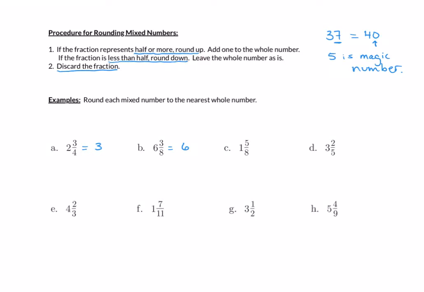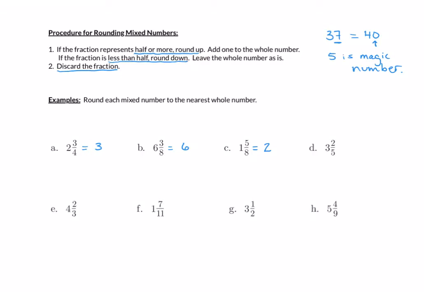1 5/8. If I have 5 out of 8 pieces of candy, that means my friend has 3, so I have more. So that means that I am happy. We are going to round up, so I'm going to make the 1 a 2. And we drop the fraction.